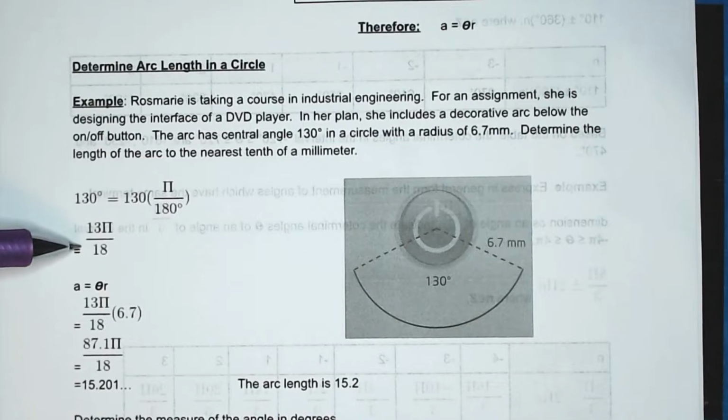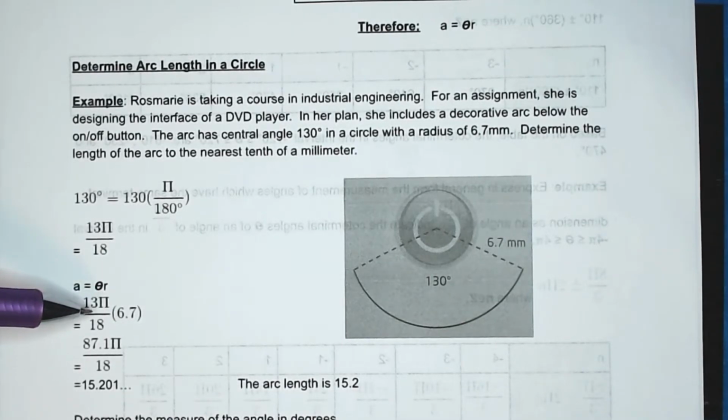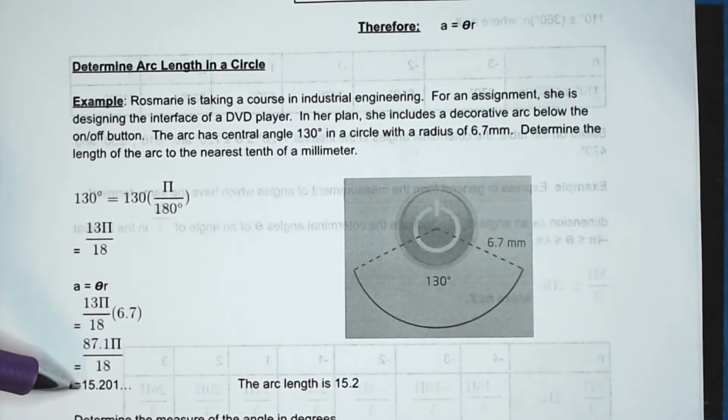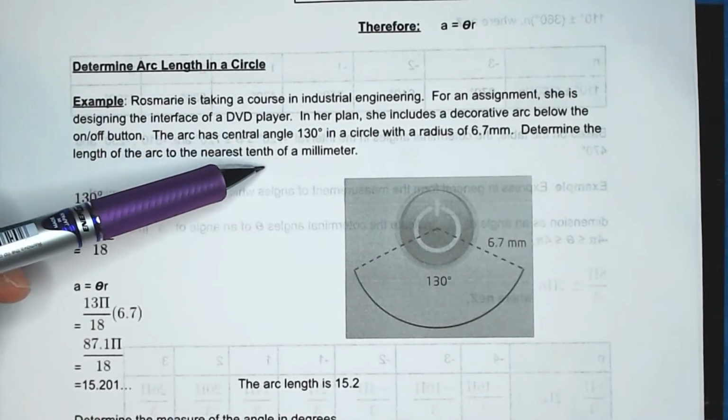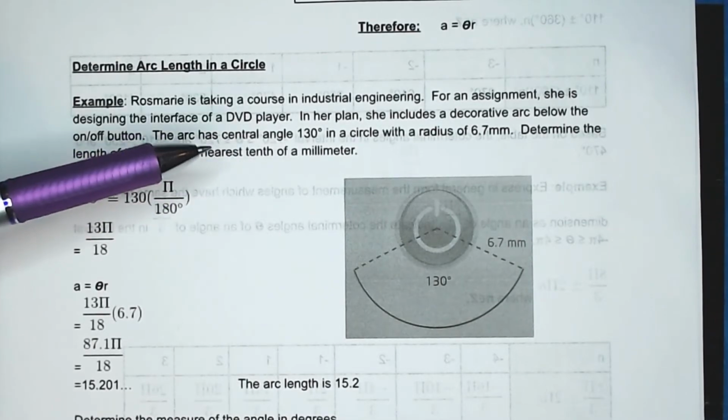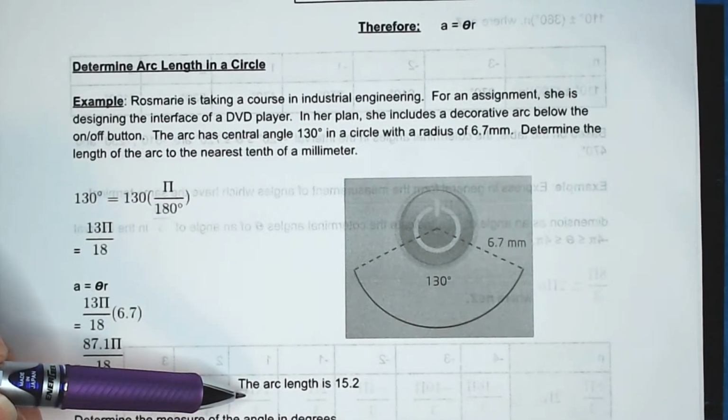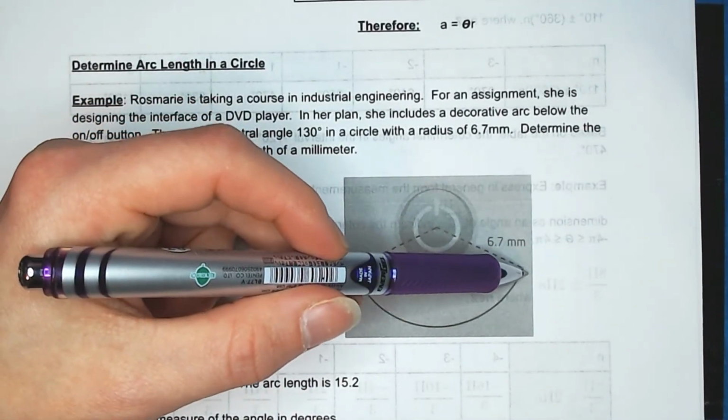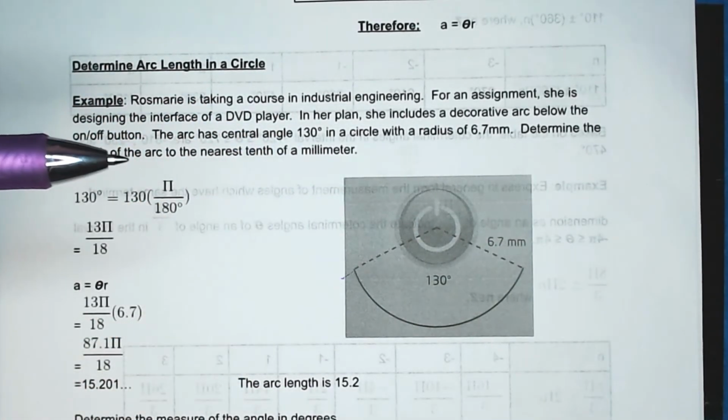Now that we know what theta equals, we can plug it into this formula. So we have A is equal to theta times the radius. We have 13 over 18 pi times 6.7. 13 times 6.7 is 87.1 pi over 18. And then just simplifying, we come out with 15.201. So it says nearest tenth of a millimeter. Make sure you watch your units here. And we have an arc length of 15.2. So from here to here is 15.2.